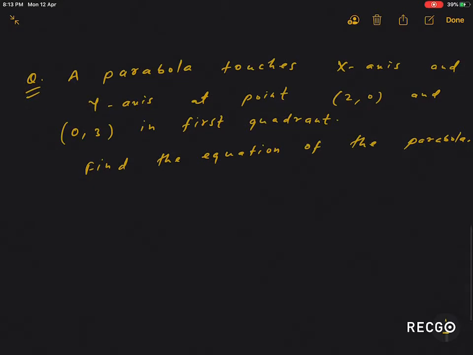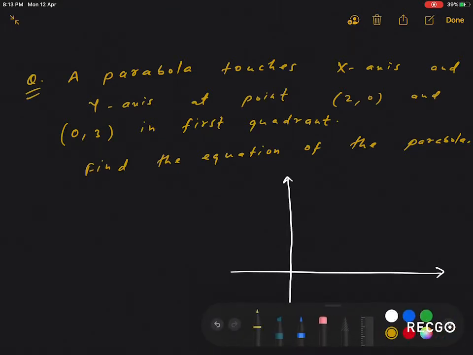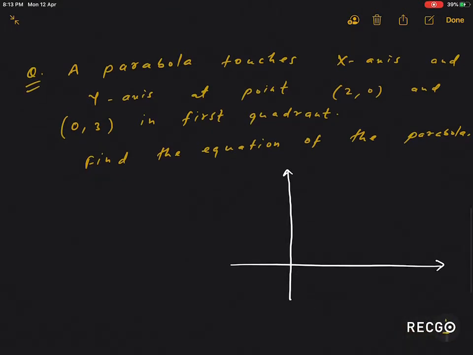Obviously, if the parabola is touching these two axes, then it must lie in the first quadrant only. So our objective is to find the equation of the parabola. Now what I want is that all of you should pause this video right here and devote some time to solving this question without looking at the solution that is coming in this video.